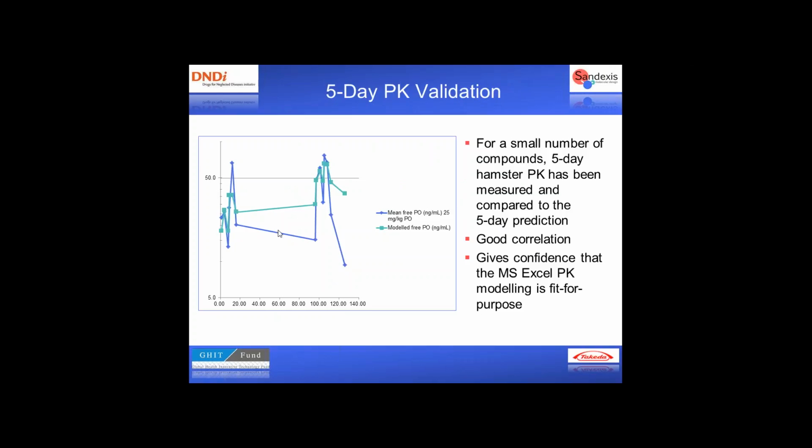So that's what we've got on this slide, where the x-axis is hours, and the y-axis is concentration in nanograms per mil. And in the light blue, we've got our modeled PK data over 5 days. And what we've done here is measure plasma exposure on day 1, and then keep dosing, and then measure plasma exposure again on day 5.